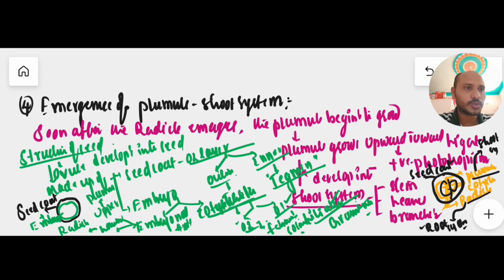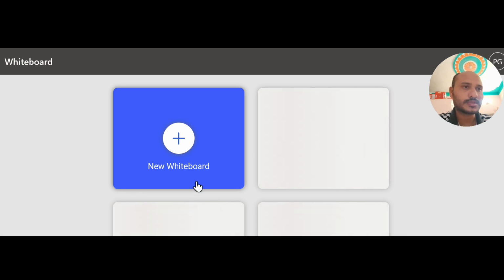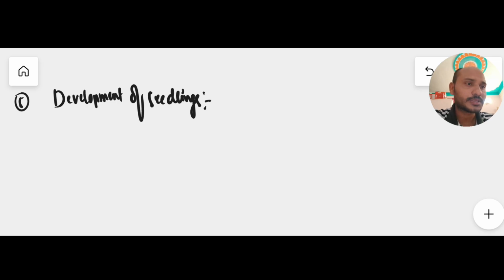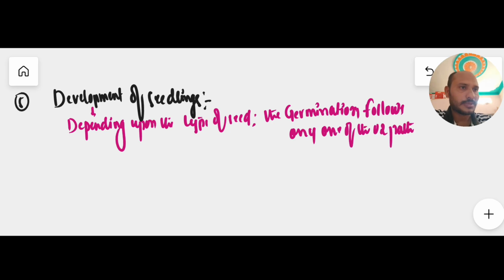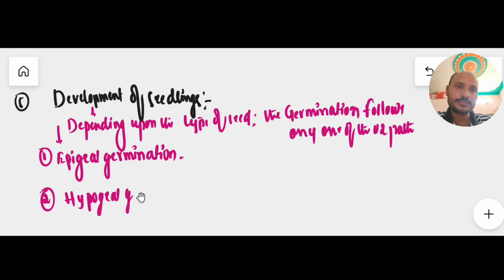After formation of both the root system and shoot system, it enters the fifth stage, development of the seedling, and that structure is called a seedling. Depending upon the type of seed, the germination follows one of two pathways: either epigeal or hypogeal germination. We need to discuss these two pathways for development of the seedling. The development follows any one of the pathways, completely depending upon the type of seed.